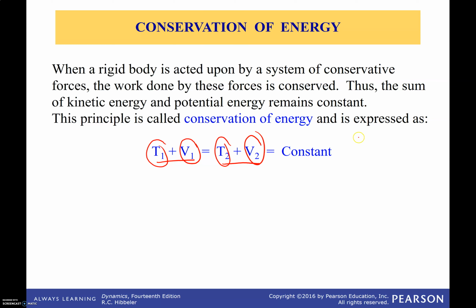For gravity it is mgh, that's your potential energy. For a spring it would be 1/2 k delta x squared. Those are the two potential energies that we are going to be using in most of the cases.